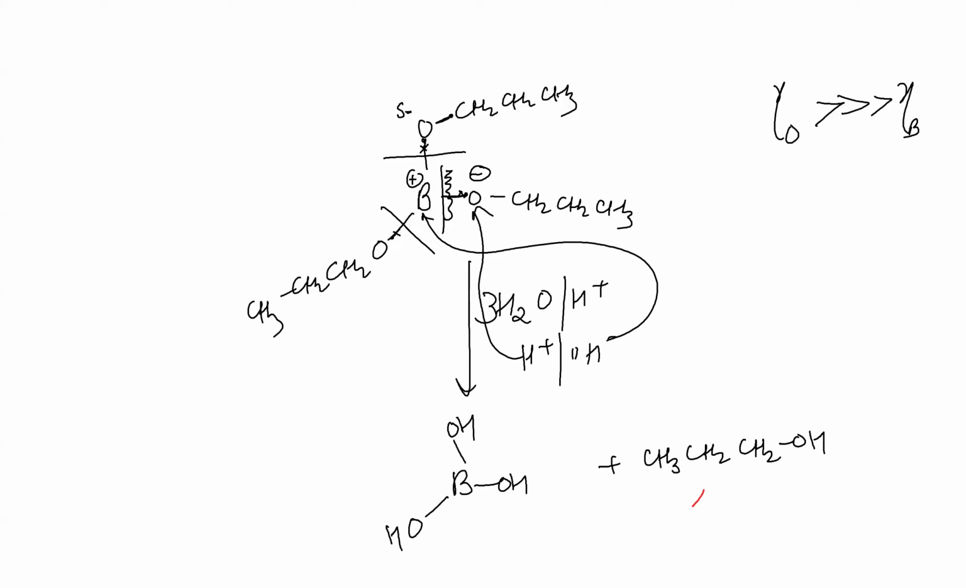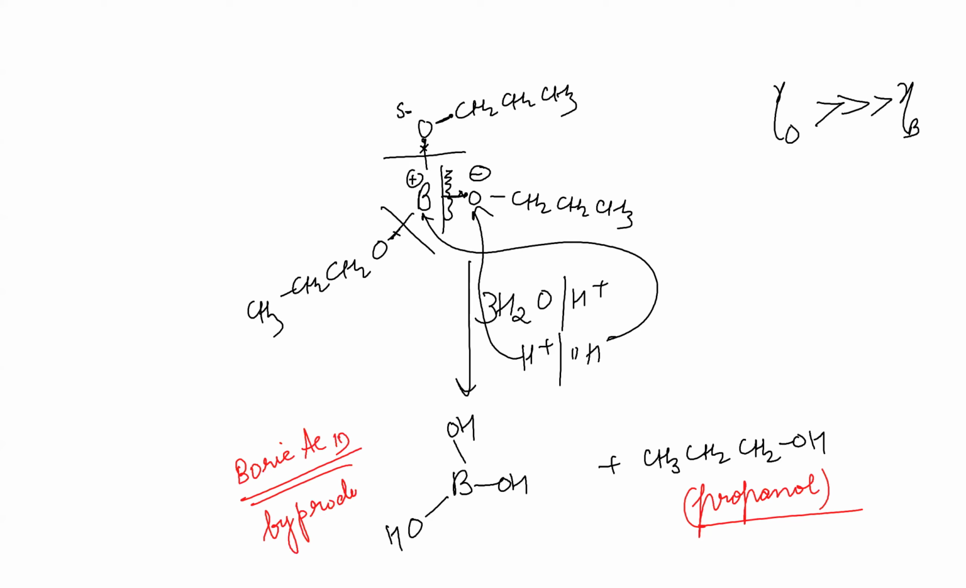Understood my point or no? So this is basically going to be what? This is going to be a propanol. And this is going to be my boric acid. So boric acid is my side product or byproduct, and propanol is what you mainly get.